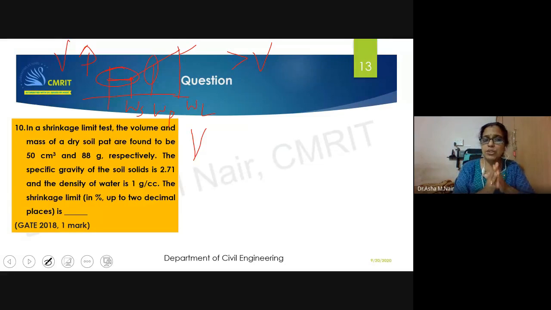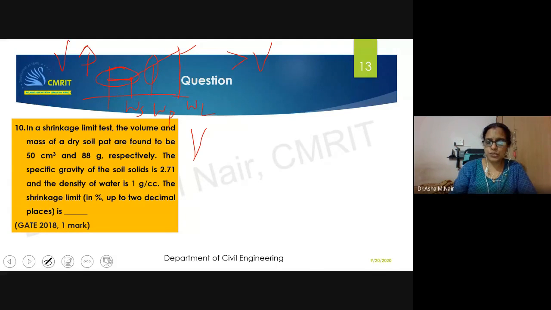Whenever you see a shrinkage limit in a question, you don't have to get scared, thinking, oh my God, I don't remember the expressions. This is just a problem based on the phase diagram. You are given the dry mass and also the volume, and you are asked to find the shrinkage limit, which is nothing but the water content. From a saturated soil, it has now dried, and they are asking what the water content is for that.